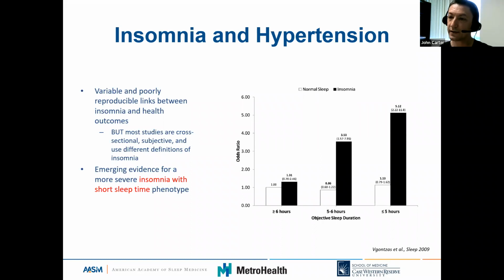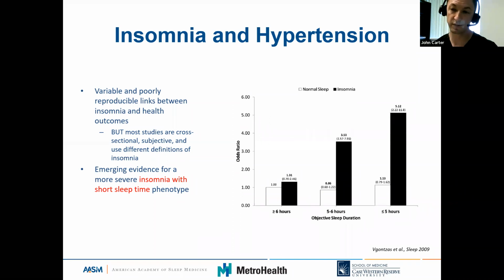And so what you're seeing here in the graph are people who have insomnia compared to people who don't. People with insomnia are shown in the dark bars. Normal sleepers are shown in the white bars. And these different groups are split up into their typical sleep duration. And this is PSG derived sleep duration over a number of consecutive nights. And you can see that the people who are routinely obtaining 6 or more hours, regardless of whether they report insomnia or not, are fairly similar in terms of their risk of developing hypertension.